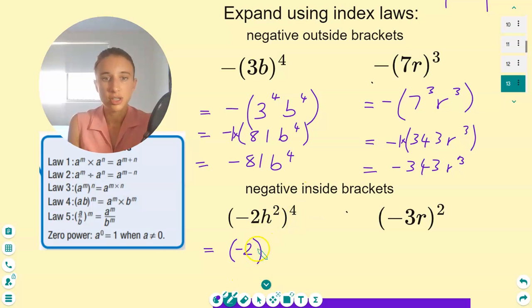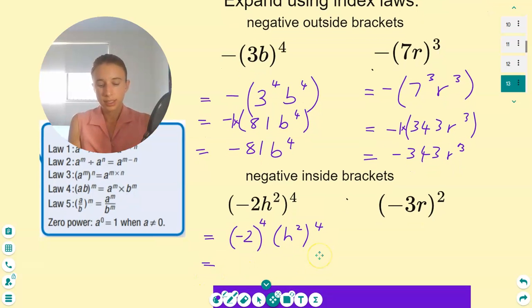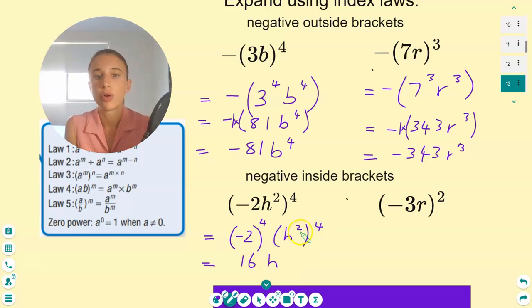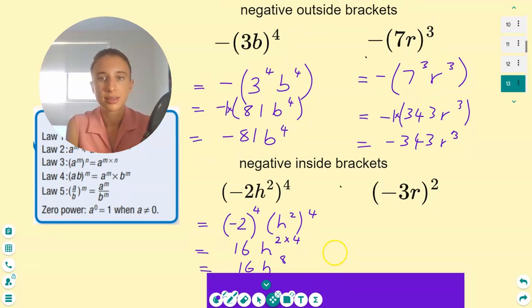But let's check this out. So -2 is raised to the power 4. What else have we got? H squared is raised to the 4. And in brackets, -2 to the 4 is 16. And when we've got a power of a power, this rule here, we multiply those powers. 16 h to the 8.